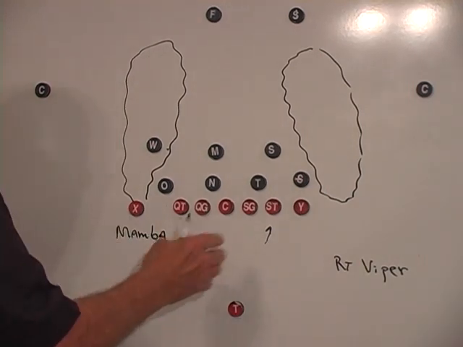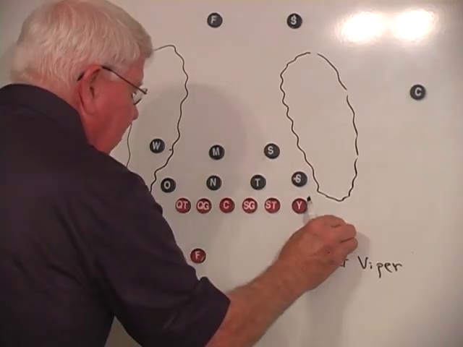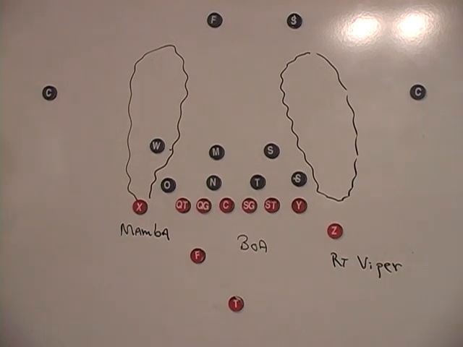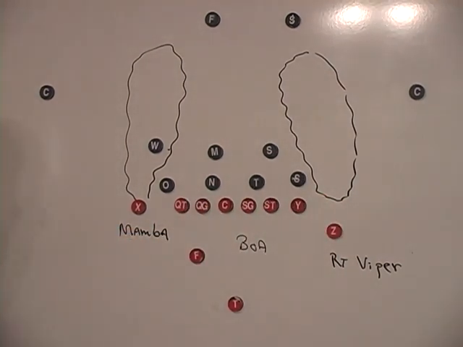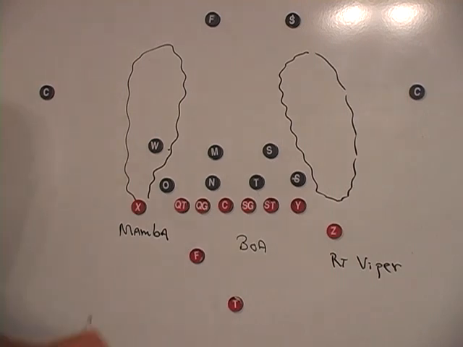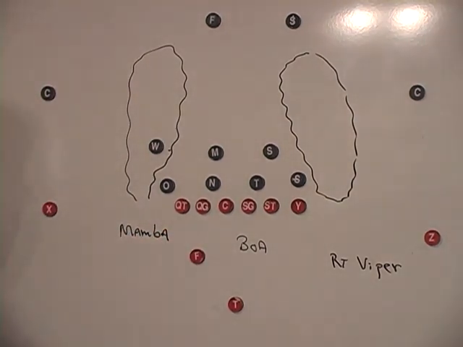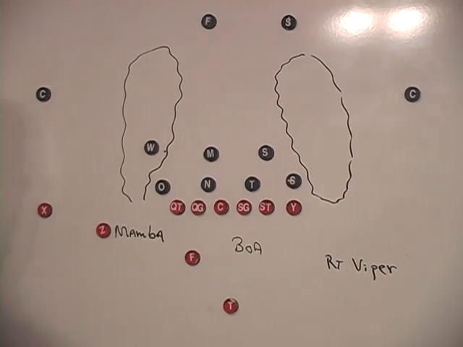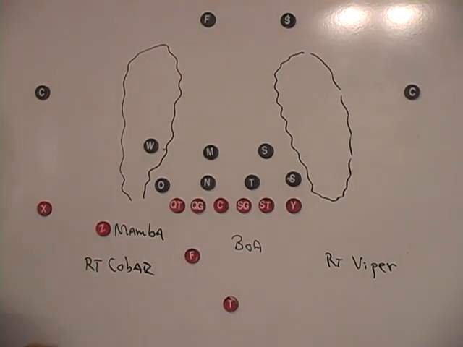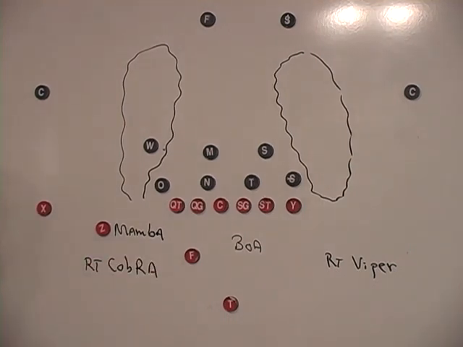Okay, now if we use a compressed formation with X and a compressed formation with Z, we call this formation BOA. BOA, of course, is a constrictor, and we have constricted the defense on both sides, and now we've got a guy that can block this area, and got a guy that can block this area. If we started off with right formation here, and we bring this guy over here like this, this would be right cobra.